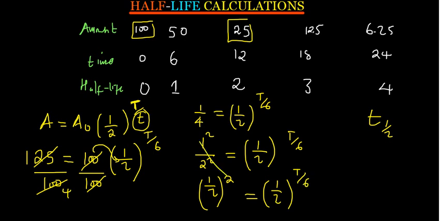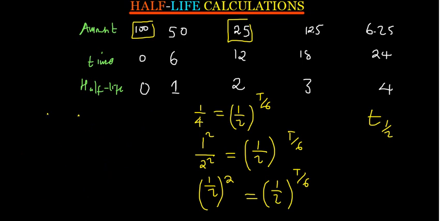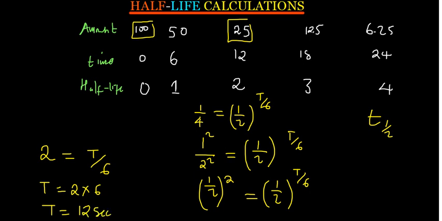Since we can see the bases are the same, just equate the powers. You can see they all have the base 1 over 2. So equate the power. So we're going to say 2 is equal to t over 6. So for us to find t is going to be 2 multiplied by 6, meaning that t is going to be 12 seconds or 12 whatsoever. This is the 12 that we're able to see here. So you can use this formula to be able to calculate even what you don't know. Any quantity that you might not know, you can use the same formula.